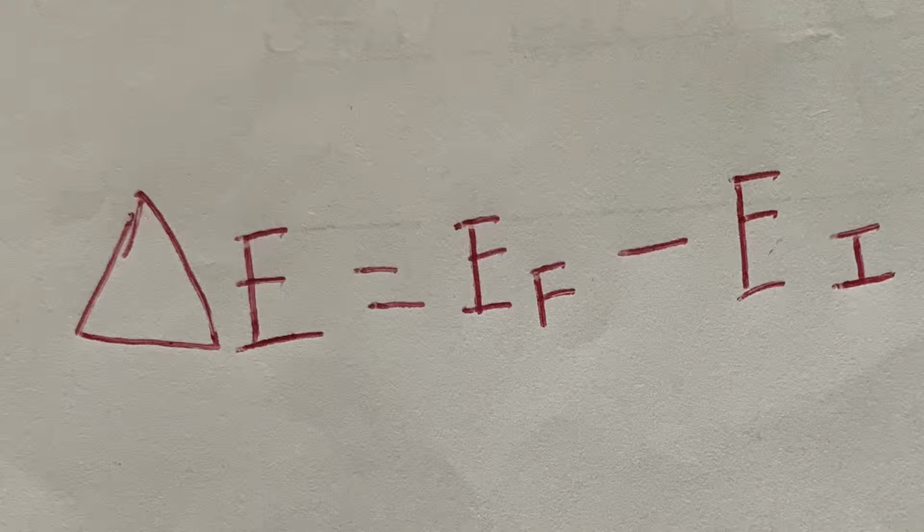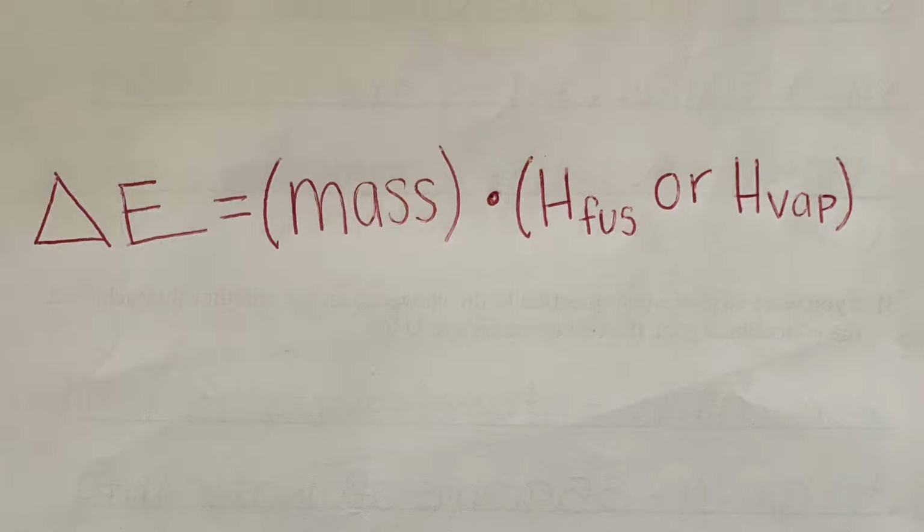Triangle E, the change in energy, is the amount of energy that was added to or removed from the substance in order to change the phase. Change in energy is defined as the final energy of the substance after phase change minus its energy before the phase change. I have talked about change in energy.